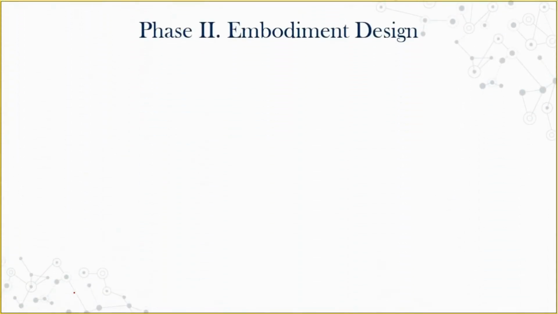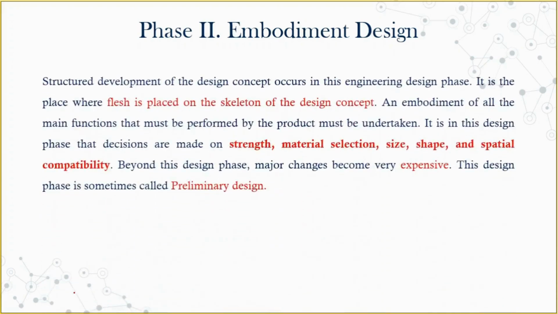Now once we are done with the first phase of conceptualization, we are left with one concept. Now we are entering into the second phase, that is embodiment design. We have talked about the conceptual, so ultimately we have finalized the skeleton. Now we are going to put the flesh on the skeleton, right. Here an embodiment of all the main functions that must be performed by the product must be undertaken, right. So it is one of the most important steps.